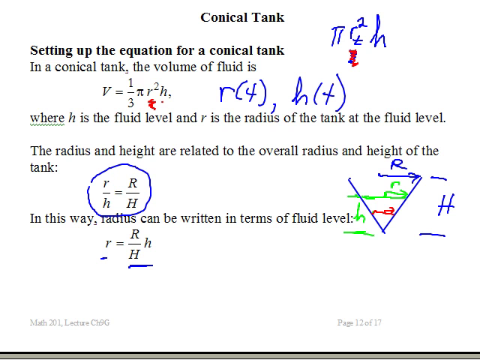So the radius here, this green one, or this red one down here, is equal to the physical dimensions of the tank, the radius of the tank and the height of the tank itself. That's what these two numbers are, capital R and capital H, times the height of the fluid. Now we'll take this and substitute back into this equation right there, and we'll do that on the next slide.